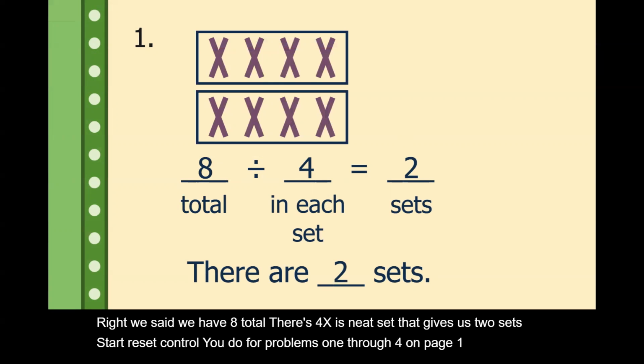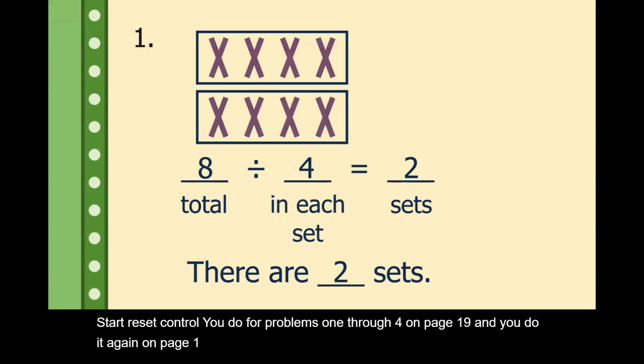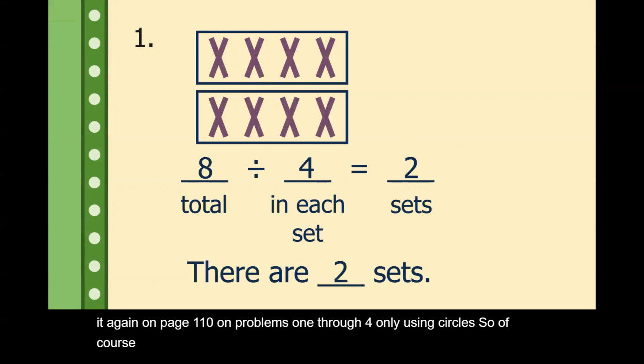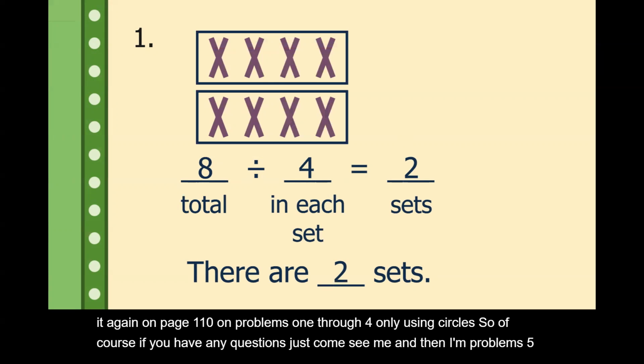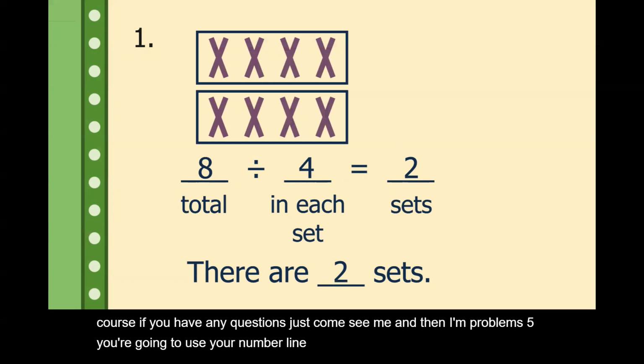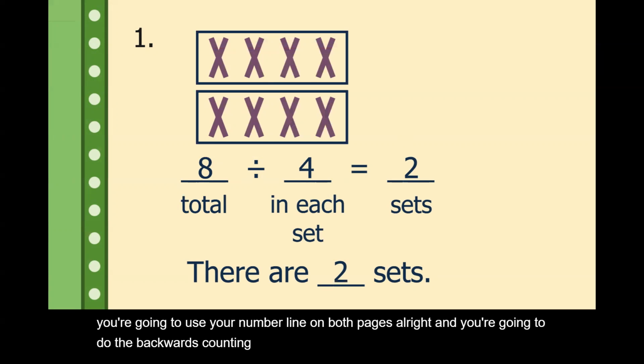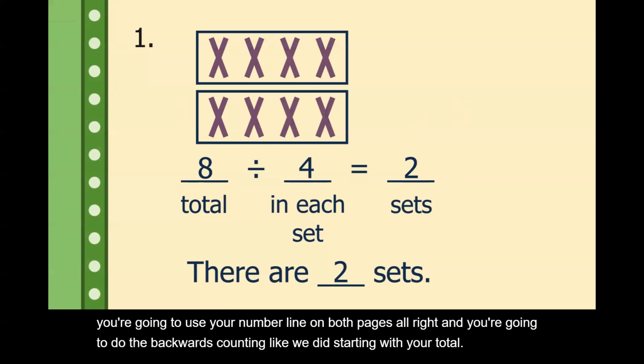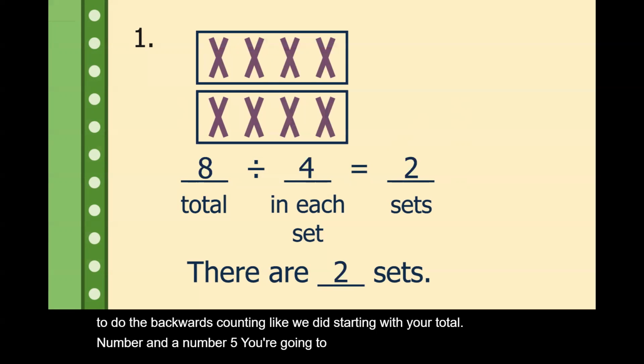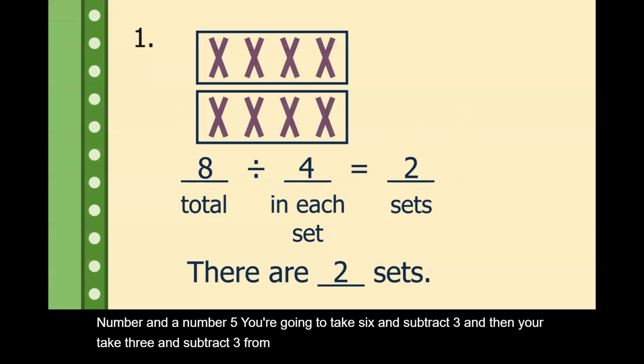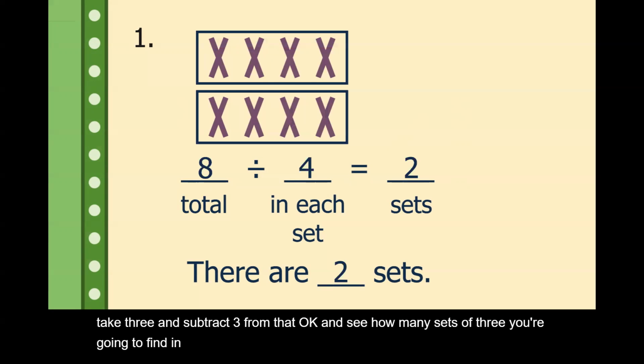And you do it again on page 110 on problems 1 through 4, only using circles. So of course, if you have any questions, just come see me. And then on problems 5, you're going to use your number line on both pages. All right. And you're going to do the backwards counting like we did, starting with your total number. And then on number 5, you're going to take 6 and subtract 3. And then you're going to take 3 and subtract 3 from that. Okay. And see how many sets of 3 you're going to find in a total of 6.